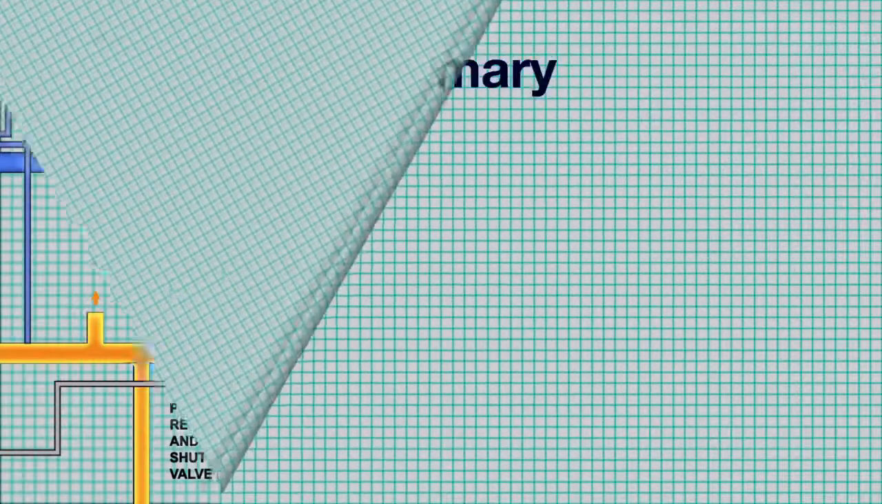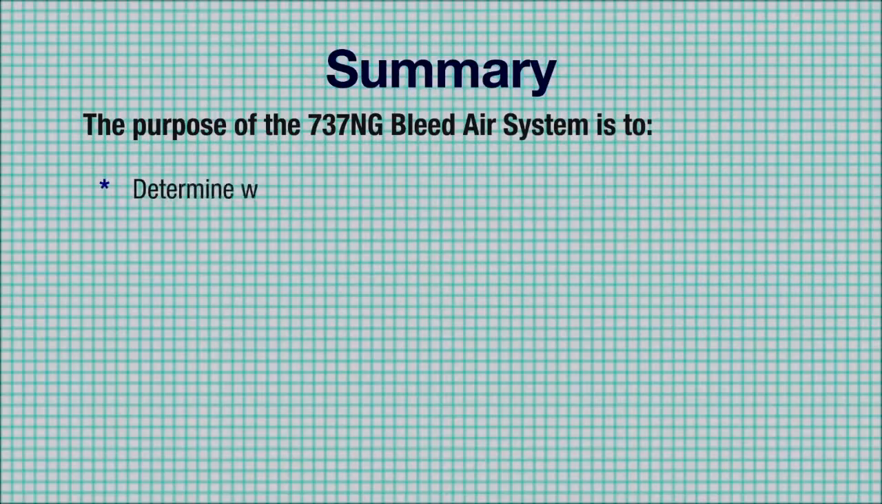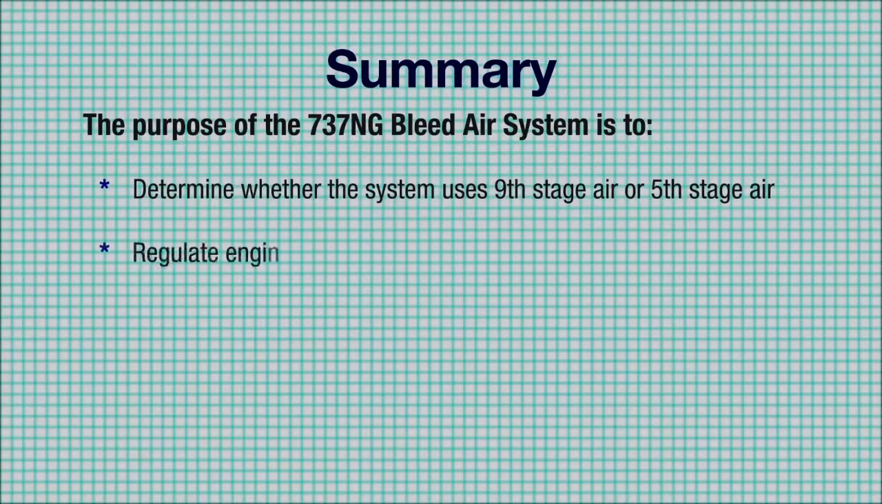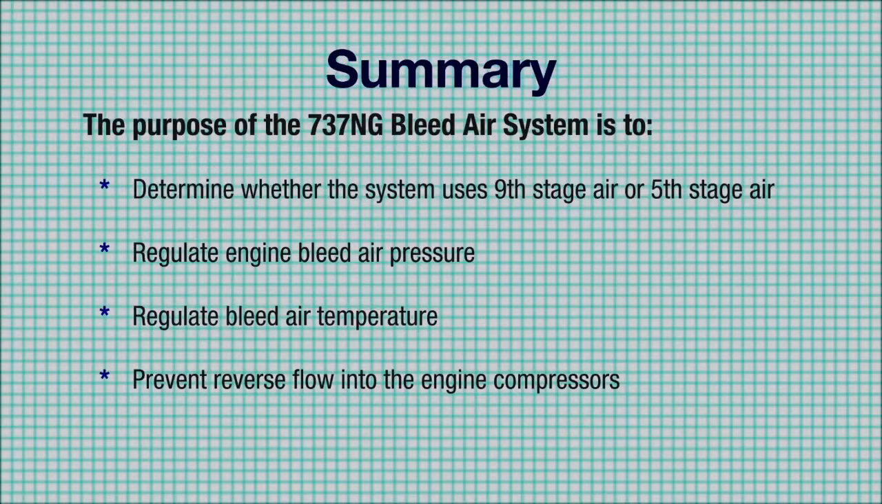In summary, the purpose of the 737NG bleed air system is to determine whether the system uses 9th stage air or 5th stage air to meet system requirements, regulate engine bleed air pressure, regulate bleed air temperature, prevent reverse flow into the engine compressors, and prevent bleed air from getting hotter than 490 degrees Fahrenheit.